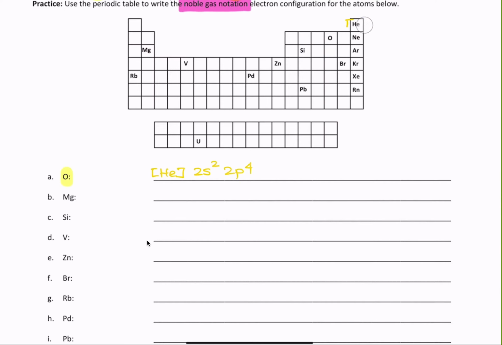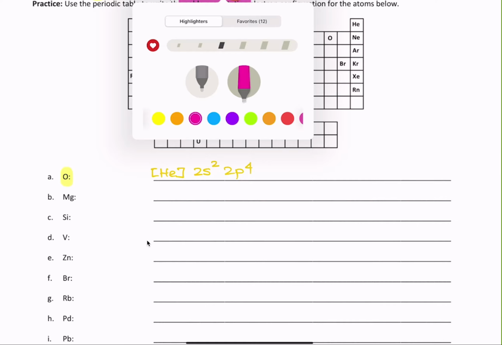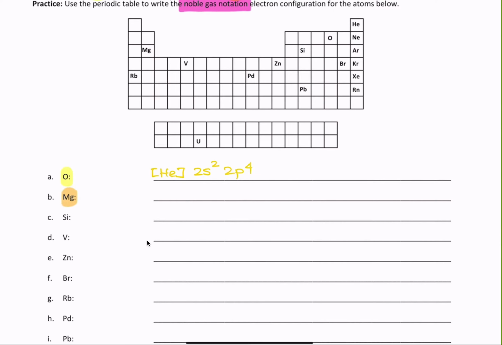Let's take a look now at the next one. Let's do magnesium. Magnesium is located right there. We want the noble gas notation, so I'm going to look at the line before, and at the end I see neon.